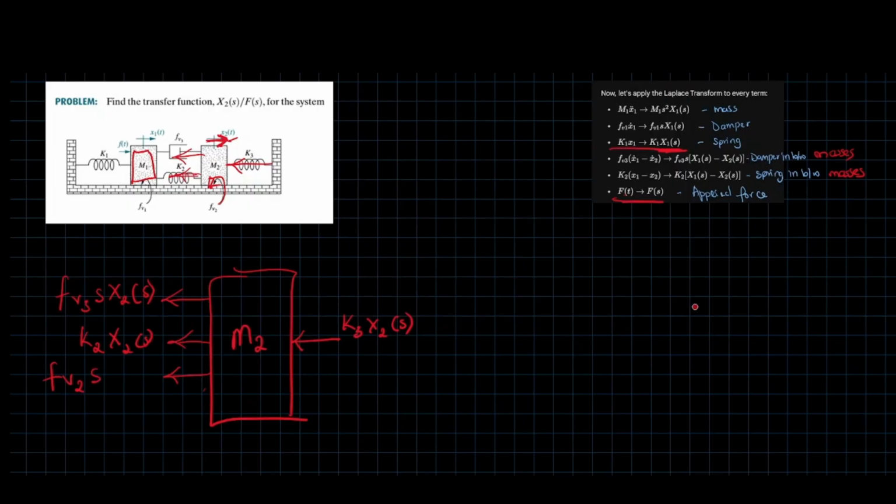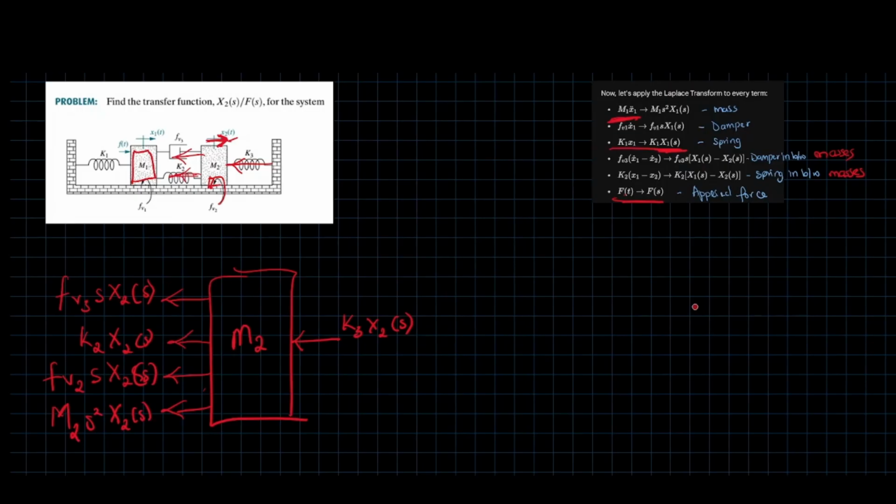FV2 S X2 S. And then the mass itself opposes its motion, which is going to be in this direction. The motion is going in this direction, is trying to oppose the force. So it's going to be mass M2 X dot dot 2. You can see it here. It will become M2 S square X2 S.